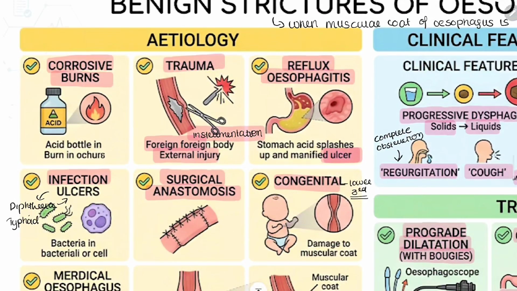So what is the etiology? It can be due to corrosive burns, trauma by foreign body, external injury or instrumentation, reflux esophagitis where there will be ulcers. Ulcers can also be due to diphtheria and typhoid. There can be surgical anastomosis and also congenital strictures.